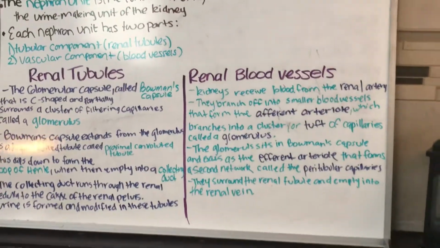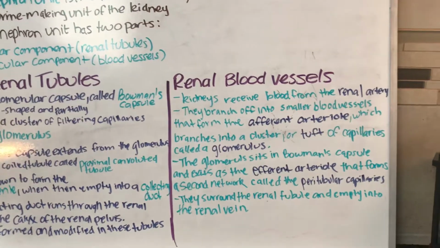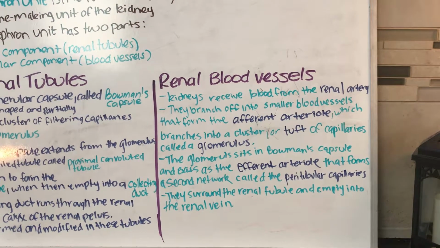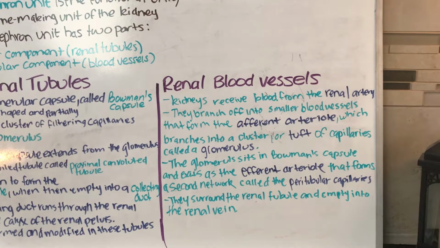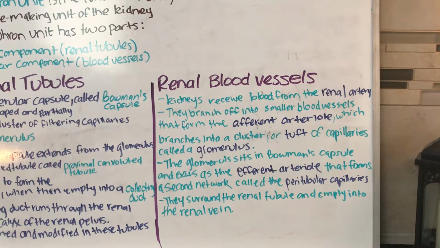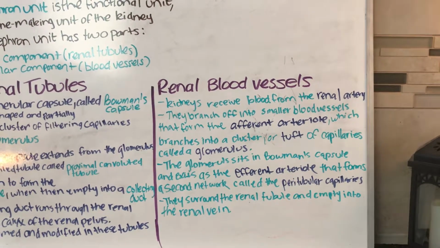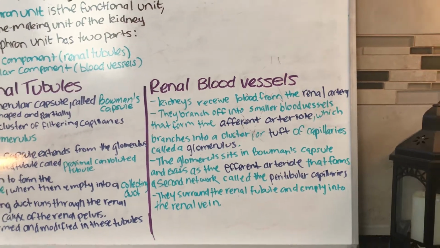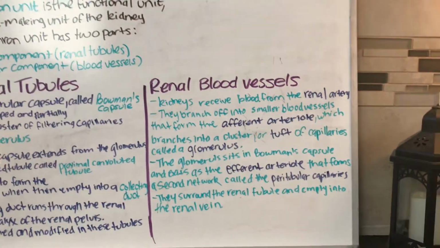So the renal blood vessels, the kidneys receive blood from the renal artery, and the renal artery then branches off into smaller blood vessels that form the afferent arteriole, which then branches into a cluster or tuft of capillaries called a glomerulus, just like on the other side.